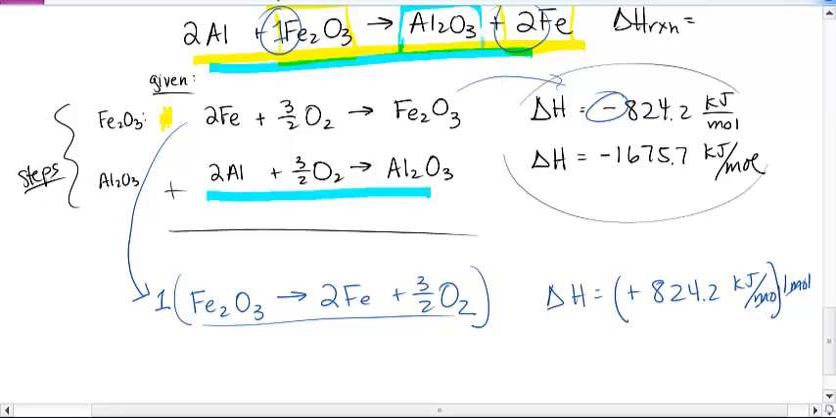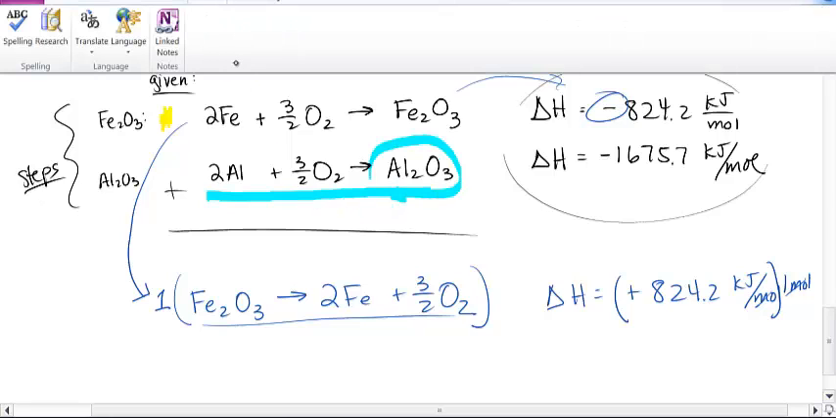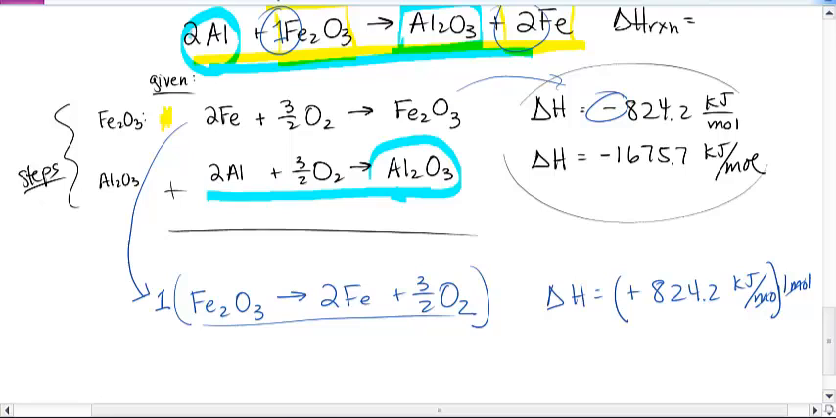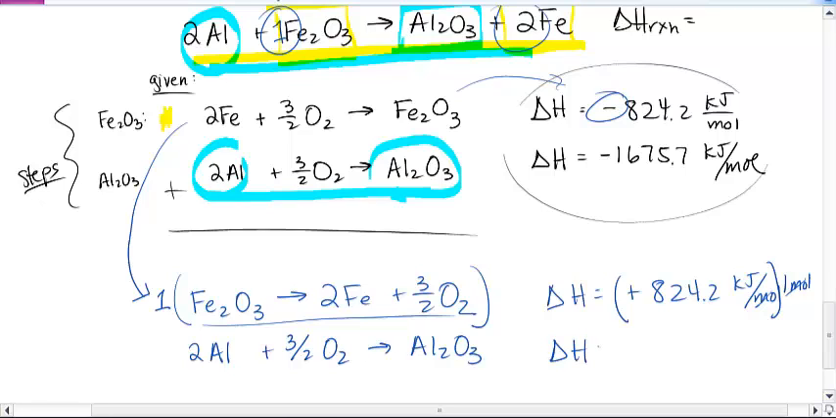Now I take a look at this and I compare it up here to my original, and I want Al2O3 as a product, and I have it. And I want aluminum as a reactant, and I have it. So I'm just going to rewrite this reaction down here. 2Al plus 3/2 of an O2 yields Al2O3. And I don't have to change this delta H because I didn't flip it around or anything like that.